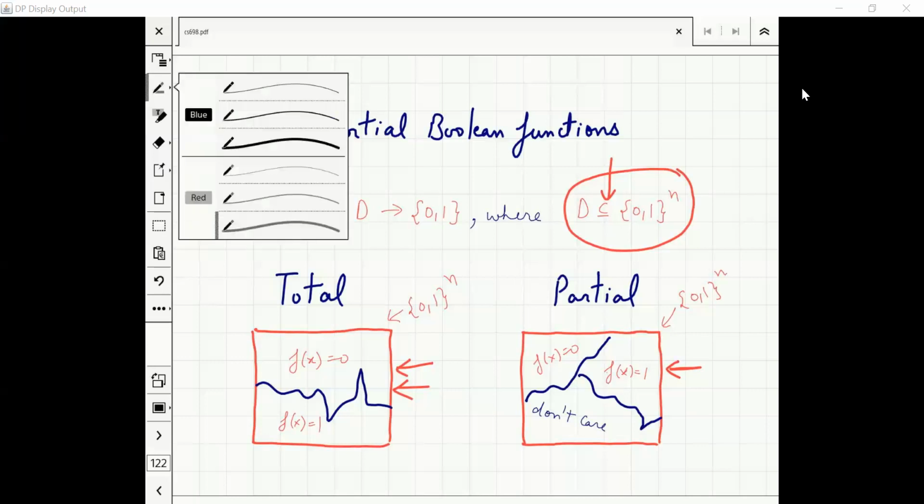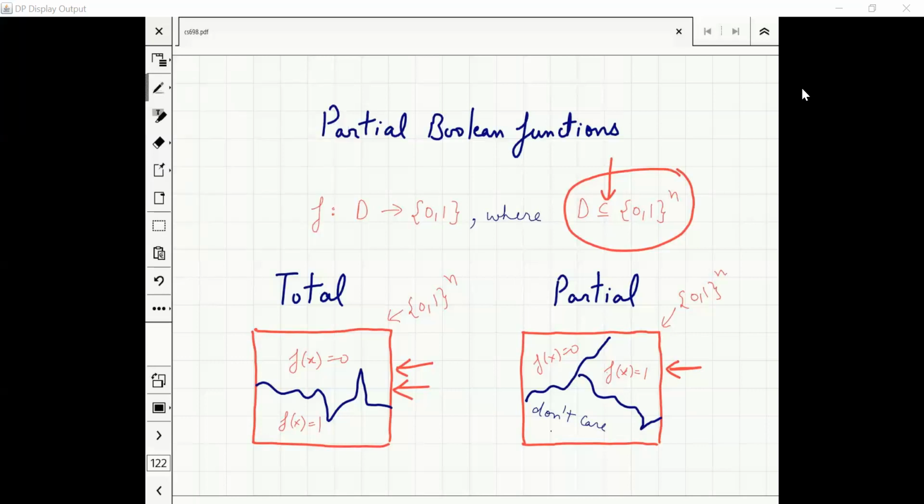And I can say in terms of D, what is this portion? Don't care portion. How will you write it mathematically? Complement of D in 0, 1 to the power n. Very nice. This is the part which I don't care. Definition is very, very simple, and this should tell you that partial parities are not partial functions, because partial parity is specified on the entire Boolean hypercube.